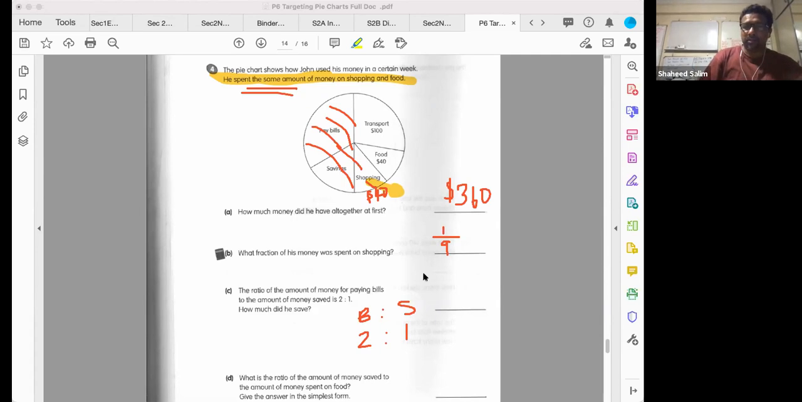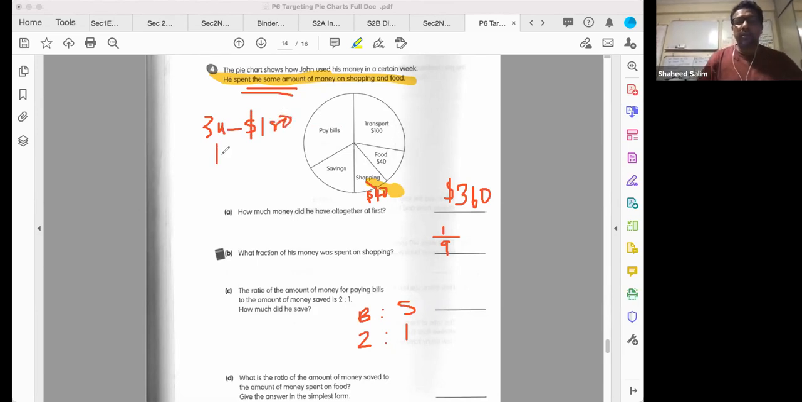Total is 3 units. 3 units equals to what? 180. This one 180, this one 180 also. So how to do this one? Very simple. 3 units is 180, and then 1 unit, just divide by 3. You get 60. So savings is 60. This one's 120.